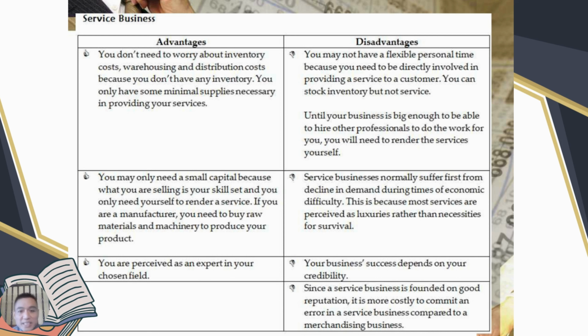Pero health is wealth. So absolutely, kailangan pa rin po natin ng kanilang serbisyo. Like for example, di ba, sa manicure, pedicure, sa massage, you also need that as a routine para mas lalo pong maging healthy ang ating pangangatawan. Your business success depends on your credibility. Since a service business is founded on good reputation, it's more costly to commit an error in a service business compared to a merchandising business.